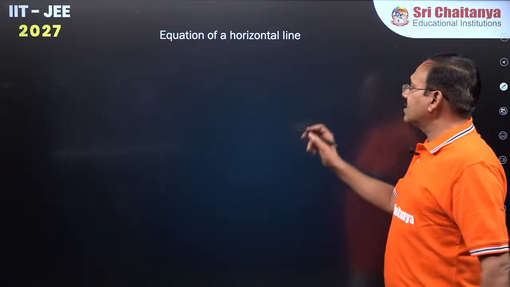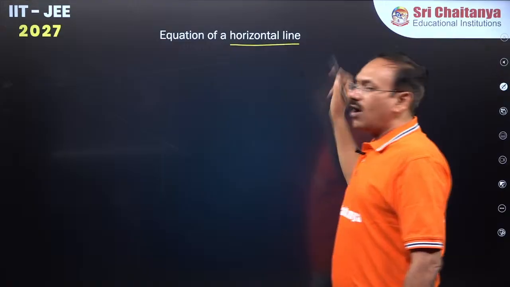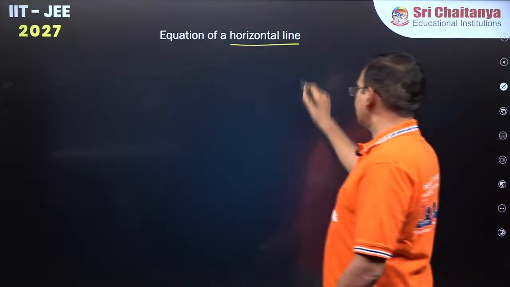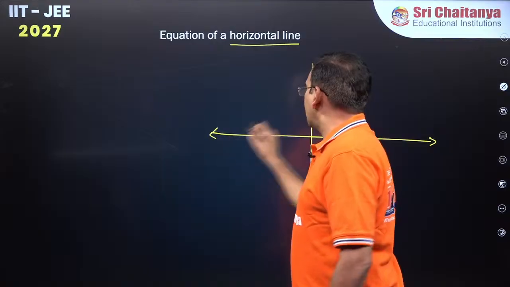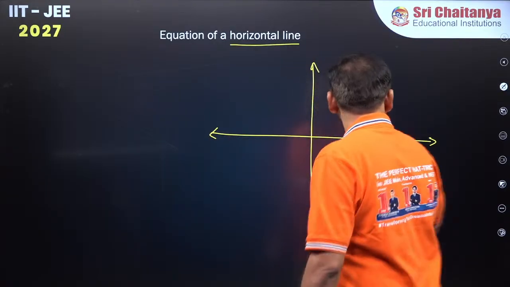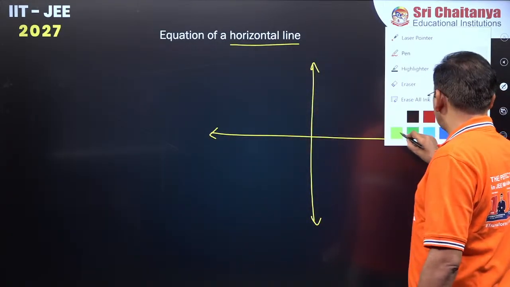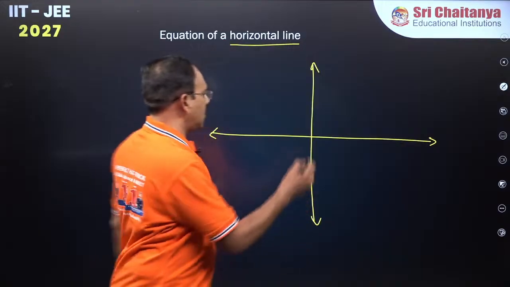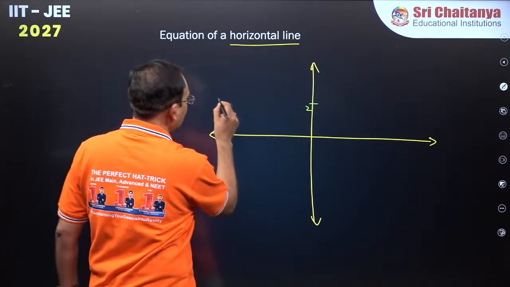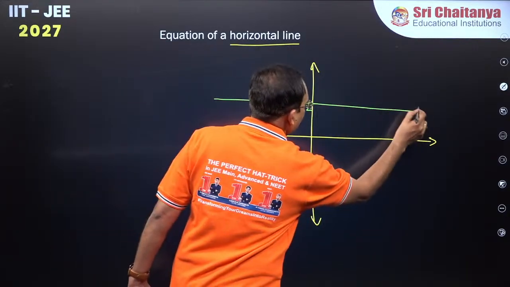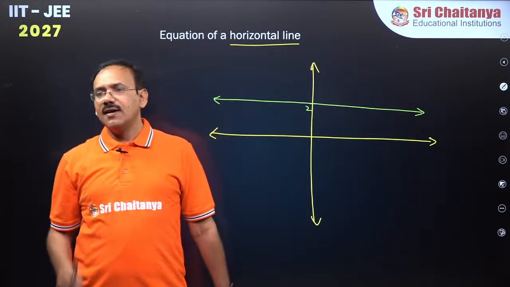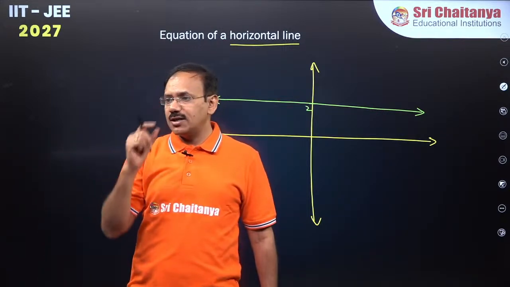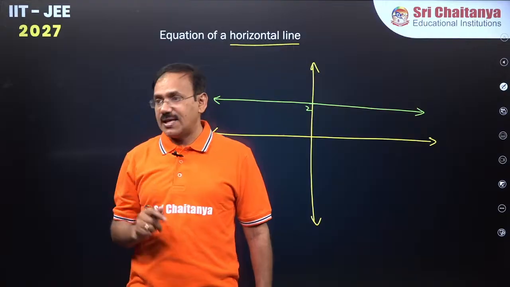Now let us talk about equation of a horizontal line. Guys, let us consider xy coordinate axes. So now you just take this. Suppose this is 2. Let me take a horizontal line. Horizontal line is that which is parallel to x-axis. We call a line horizontal if it is parallel to x-axis.